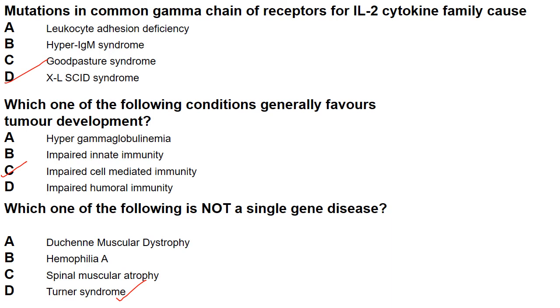Then which of the following conditions generally favors tumor development? So impaired cell mediated immunity, because activated T cells kill cancer cells. So here they have asked which of the conditions generally favors tumor development, and it is impaired cell mediated immunity. Then which one of the following is not a single gene disease? So Turner syndrome is a random genetic disorder that affects females. In females with Turner syndrome, one X chromosome is missing or abnormal. So the answer here is option D, that is Turner syndrome.